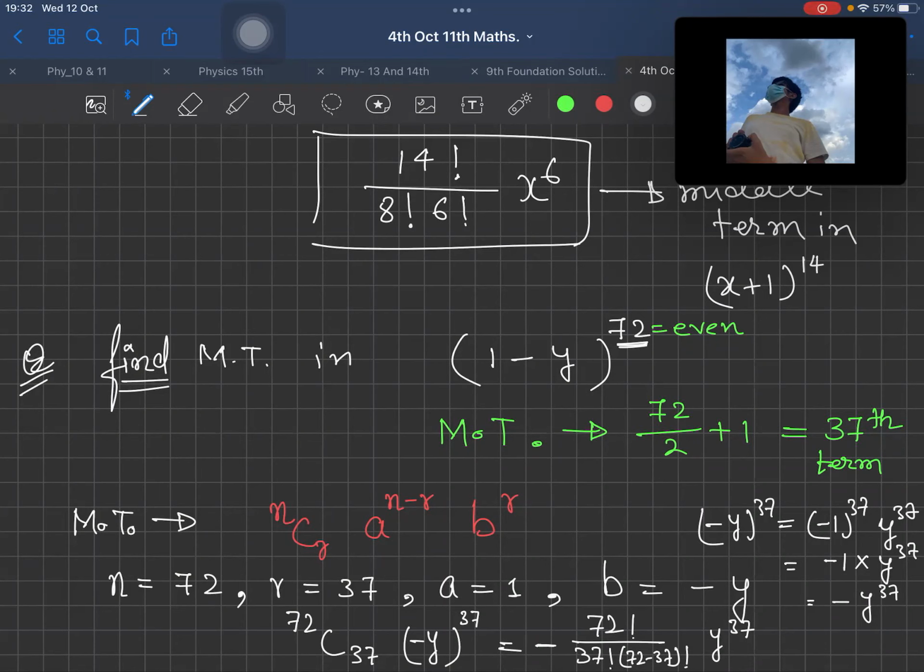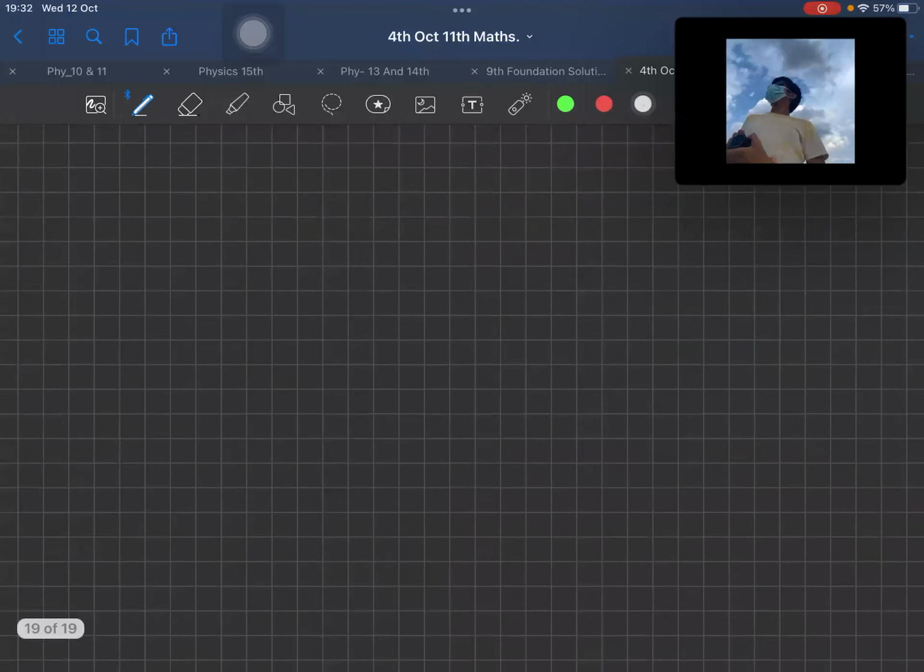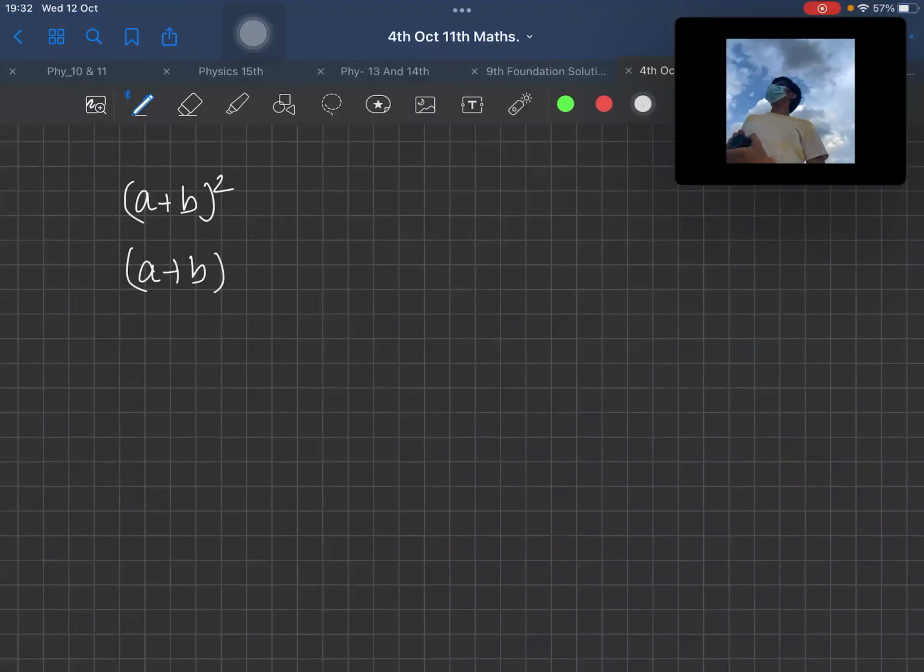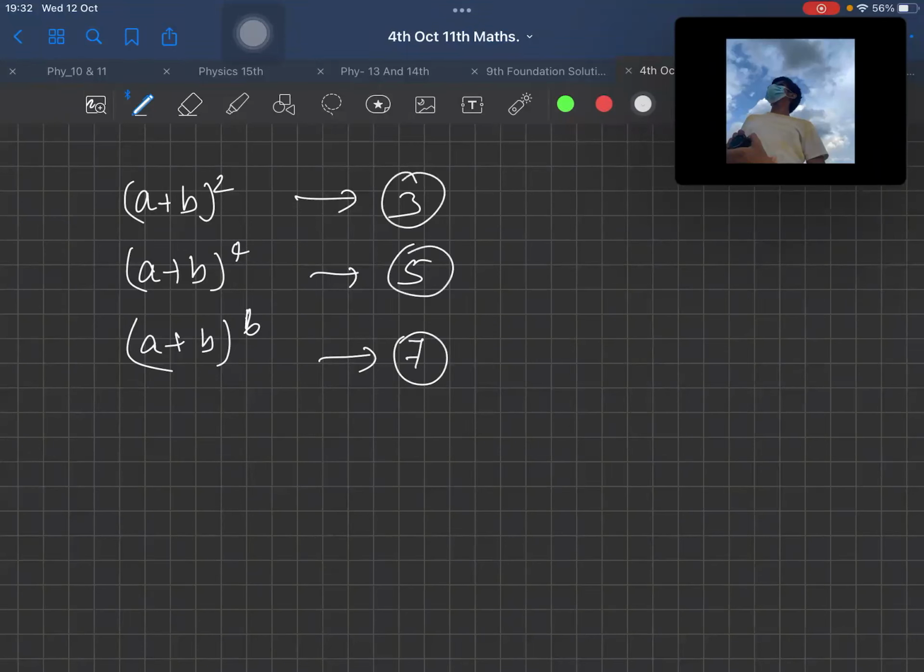Okay, so we'll end the class here. See, we have done it for even powers, like a plus b to the square, a plus b to the power 4, a plus b power 6. We know there we have 3 terms, 5 terms, and if it is 6, then 7 terms. That means the number of terms is odd, so you know which one will be the middle term. Here the middle term will be the second term. Here the middle term will be the third term. Here the middle term will be the fourth term.